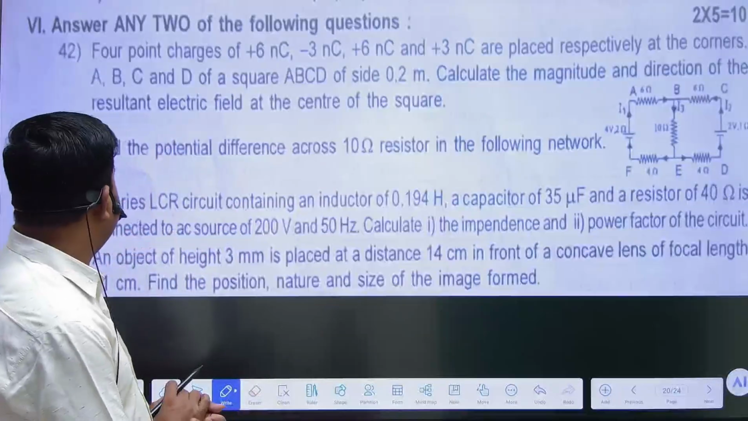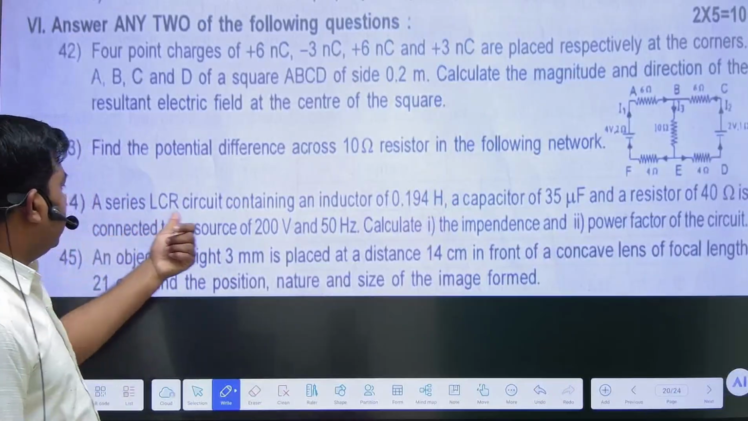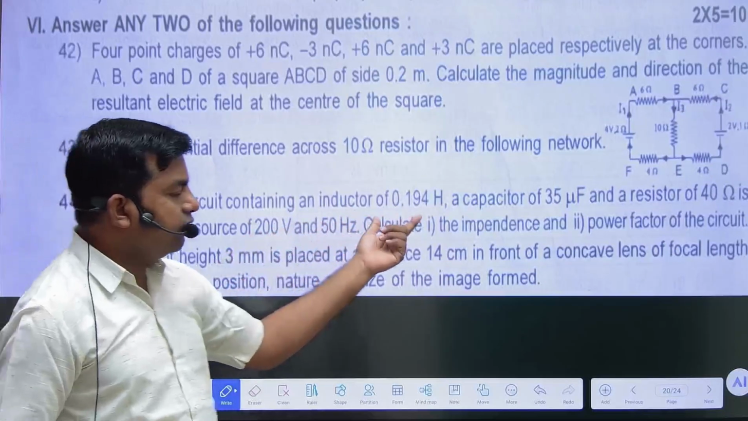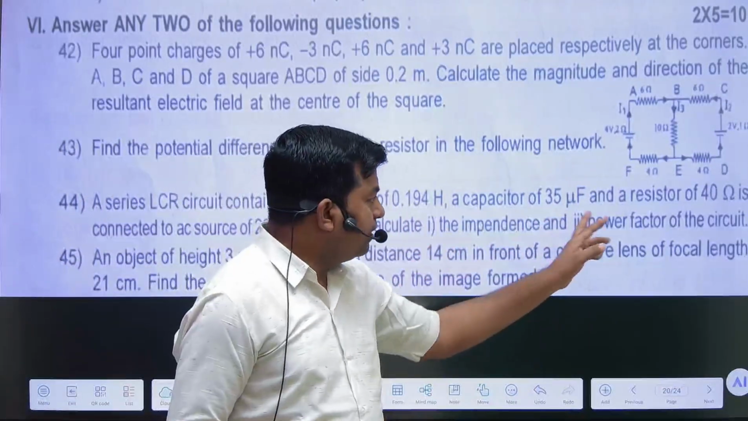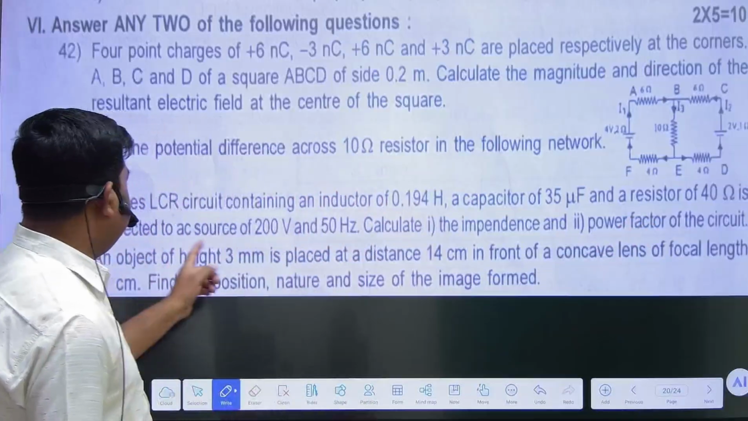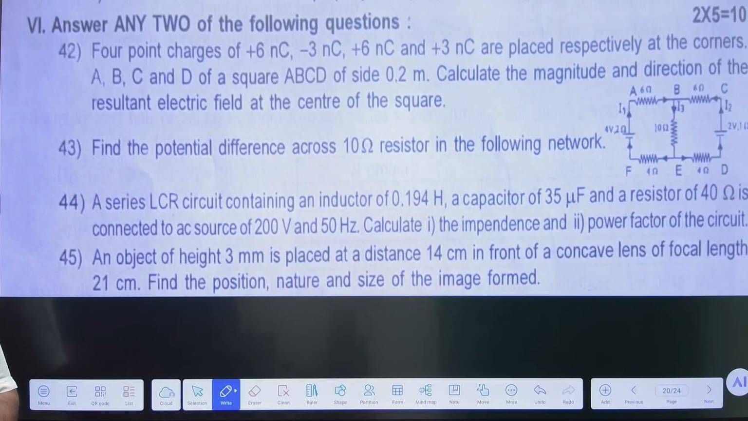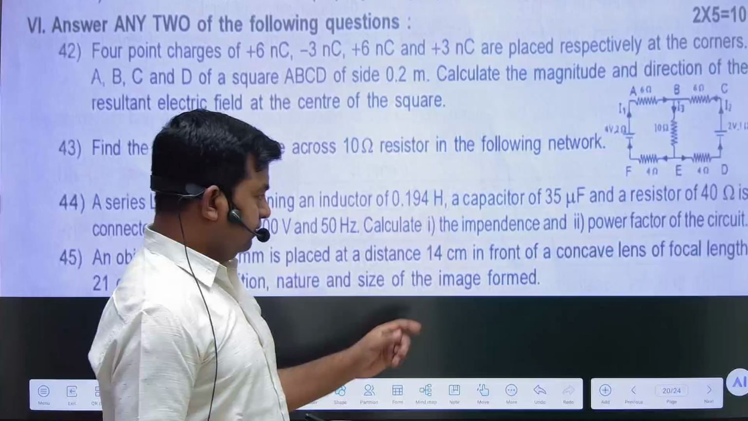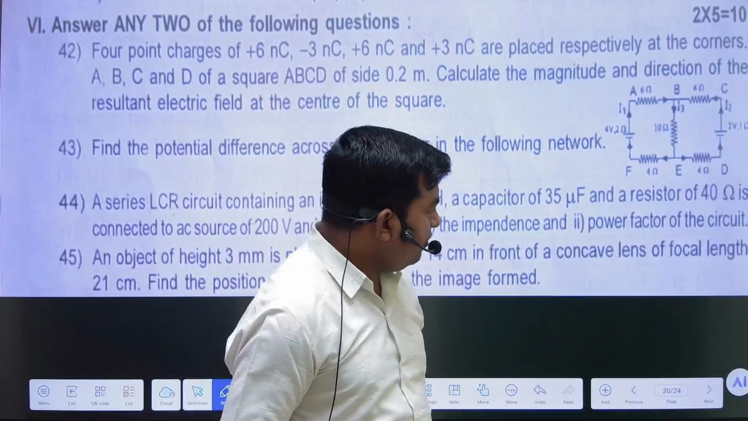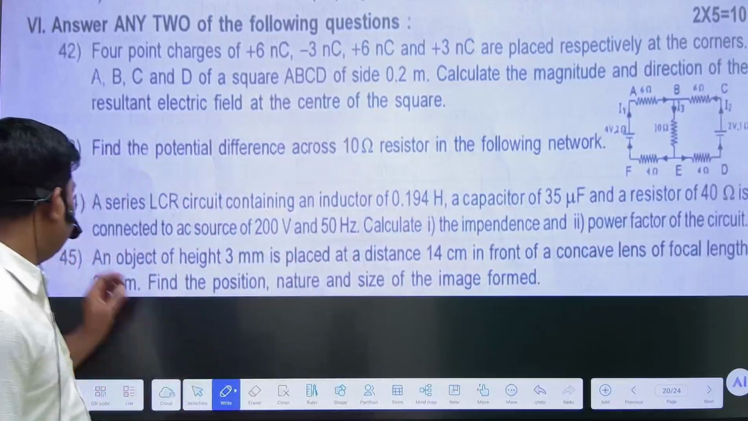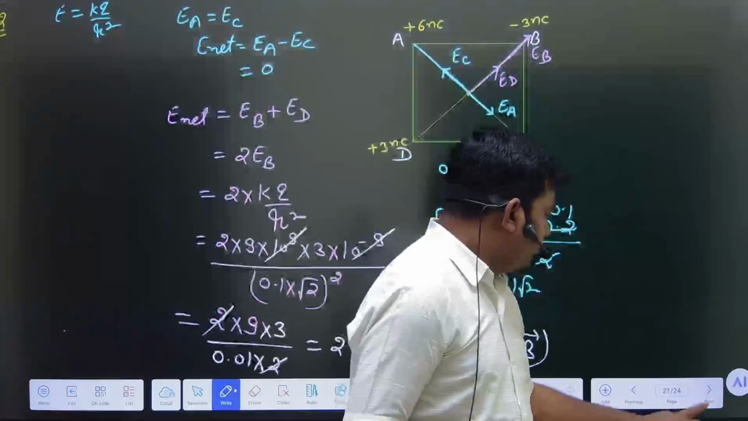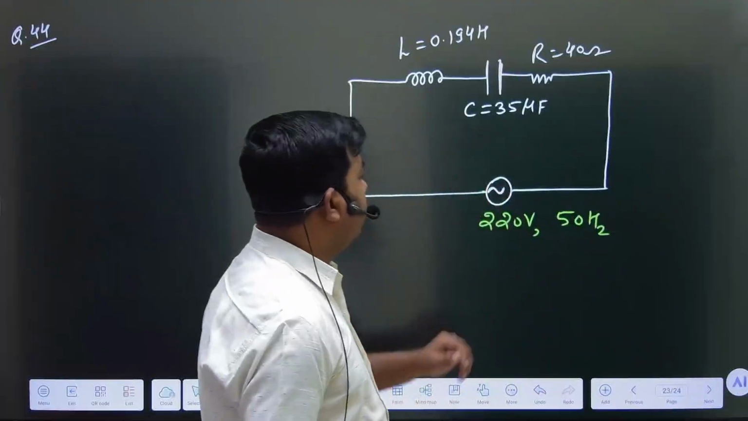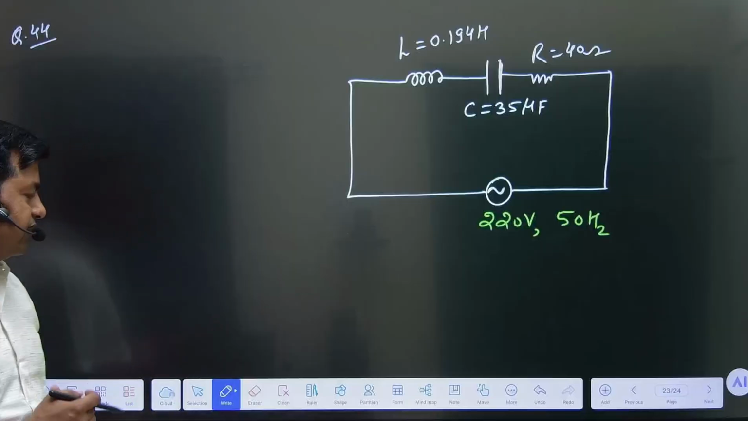What is the next question? A series LCR circuit containing an inductor of 0.194 Henry, capacitance 35 microfarad and resistance of 40 ohm is connected across an AC source of 200 volt, 50 hertz. Find the impedance and power factor of the circuit. You have to calculate the impedance and the power factor of the circuit. Okay.